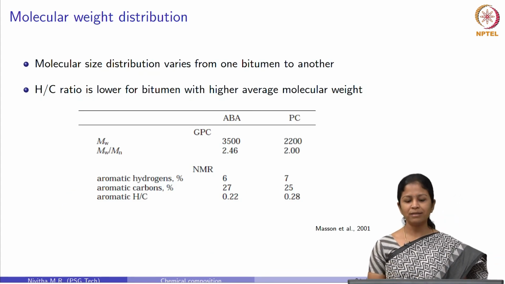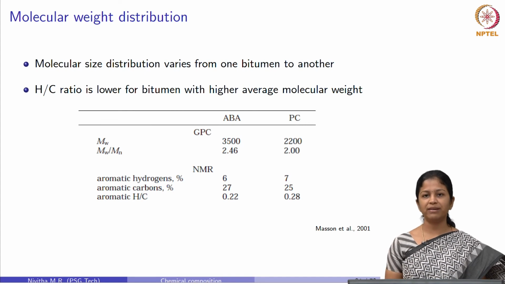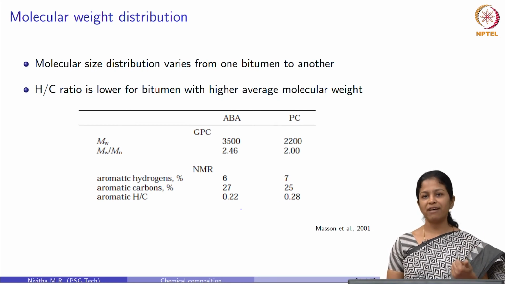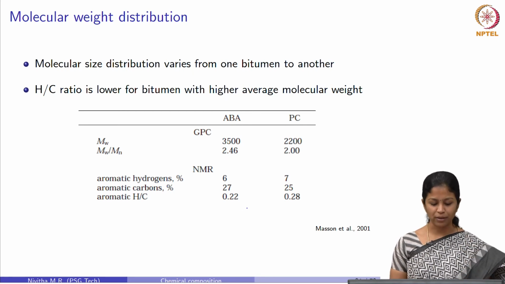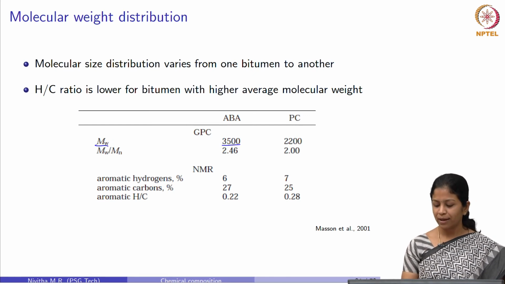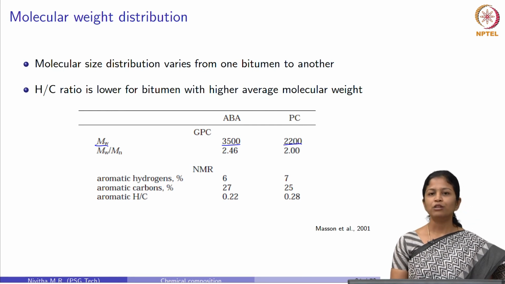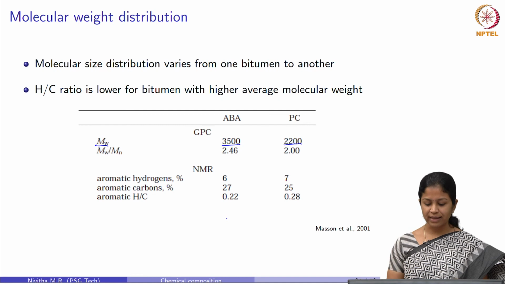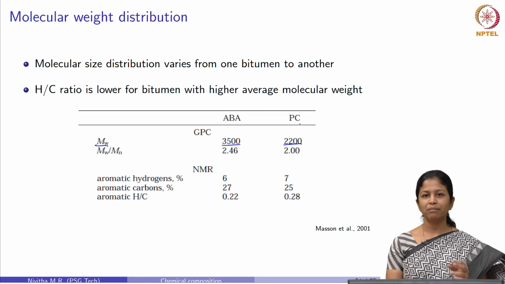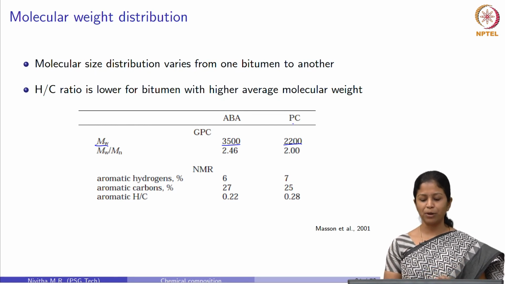So this is one piece of information from the study which we had seen earlier. We had seen the elemental composition for the same two types of bitumen. Now we are going to see their molecular weights, the number average molecular weight and the weight average molecular weight. We see that for these two types of bitumen, the weight average molecular weight is higher for bitumen ABA, whereas it is lower for bitumen PC. So what does this information tell us? This says that there are more molecules with higher molecular weight in ABA compared to PC. So that is the information which we will be able to derive from this molecular weight information.